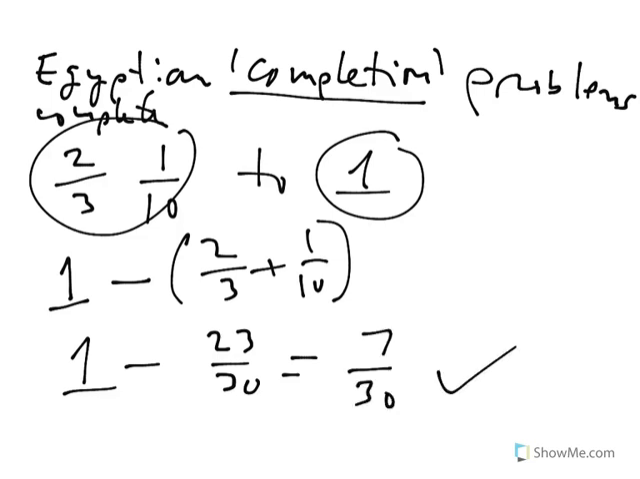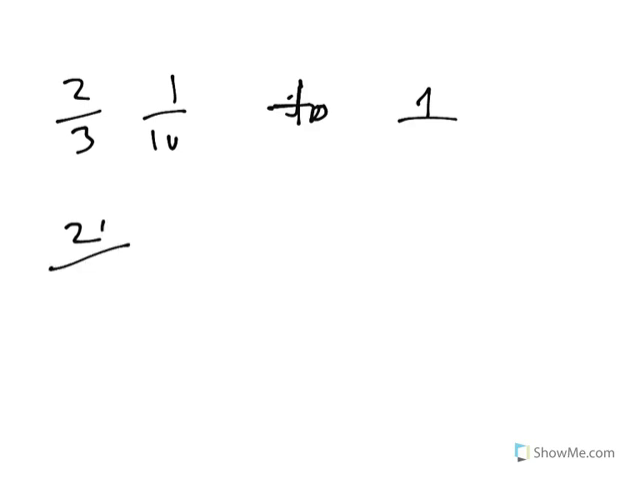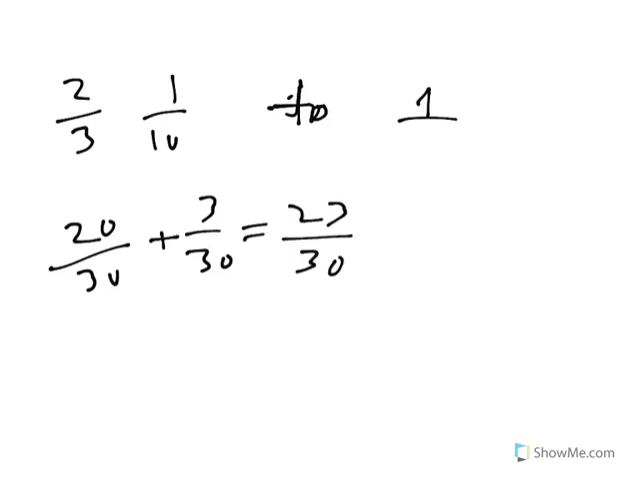That's modern math. But for the Egyptians, it would be a little bit more complicated. So 2/3, 1/10 to 1. I'm going to modernize the method a bit, get a common denominator. We'll use 30 as our common denominator. 20 over 30 plus 3 over 30 is 23 over 30. So we need 7 over 30 more.